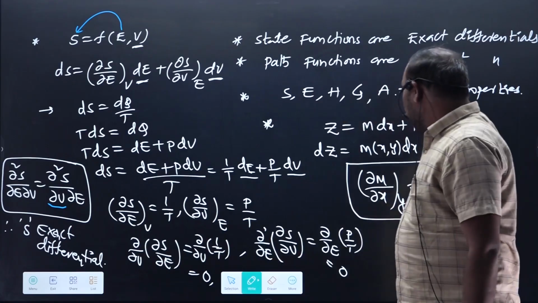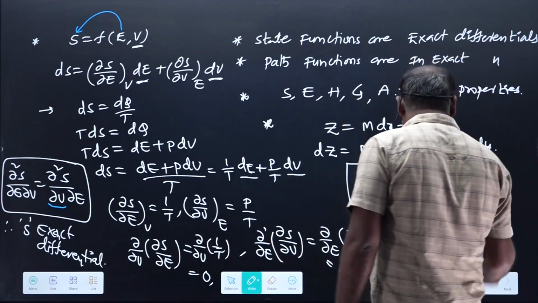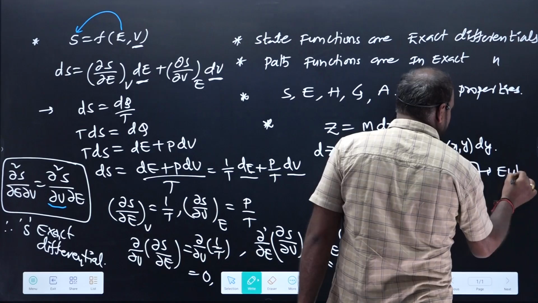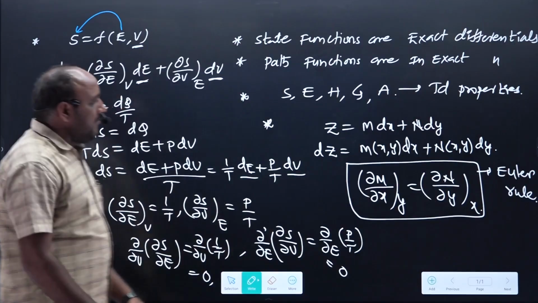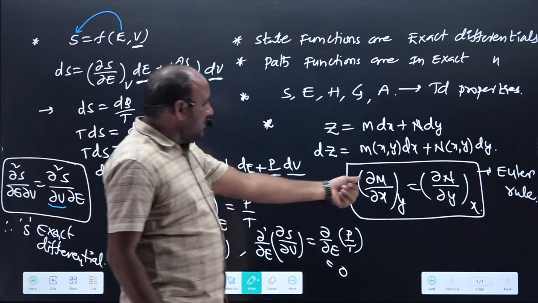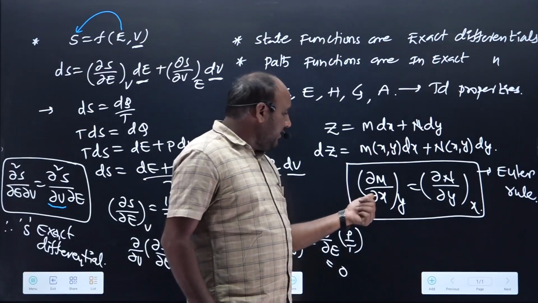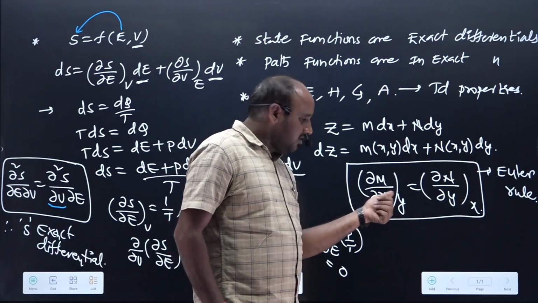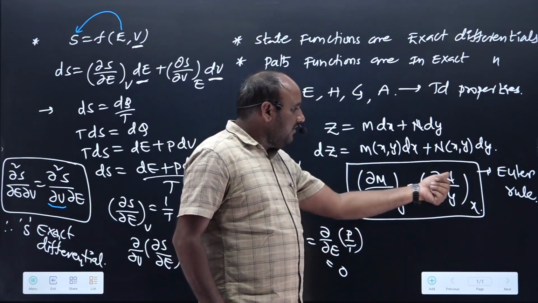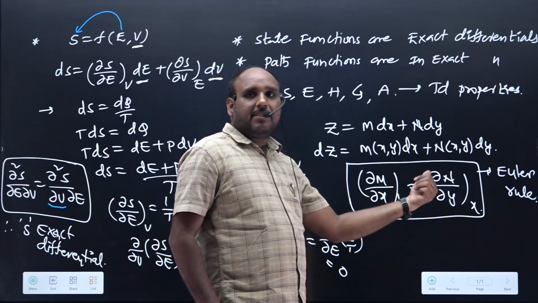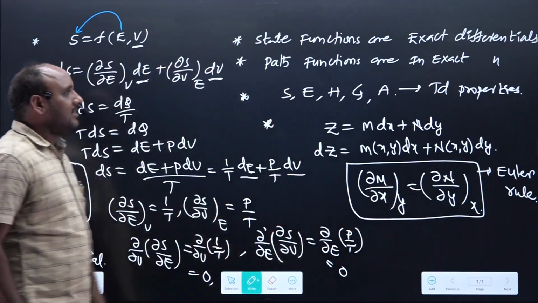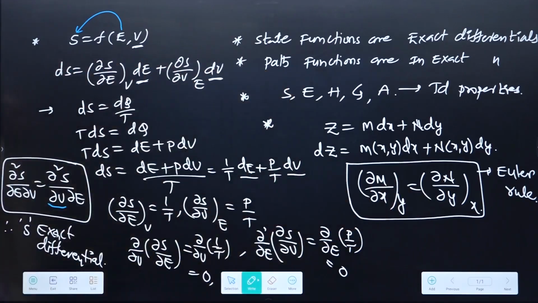So this is the formula. This formula is Euler's formula or Euler's rule, right? Just mention it there. Here also it is the same thing. M depends on what? X and Y. Differentiating with respect to X at constant Y. Here, differentiating with respect to Y at constant X. So both are giving the same. Therefore that becomes an exact differential. Okay. Euler's rule or Euler's formula.